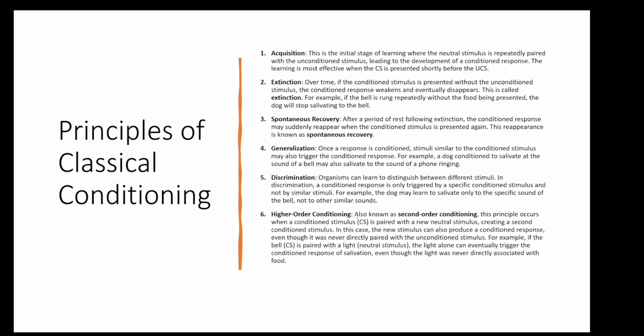Higher order conditioning, also known as second order conditioning. This principle occurs when the conditioned stimulus is paired with a neutral stimulus, creating a second conditioned stimulus. In this case, a new stimulus can also produce a conditioned response, even though it was never directly paired with the unconditioned stimulus. For example, if the bell is paired with a light, a neutral stimulus, the light alone can eventually trigger the conditioned response of salivation, even though the light was never associated with the food.